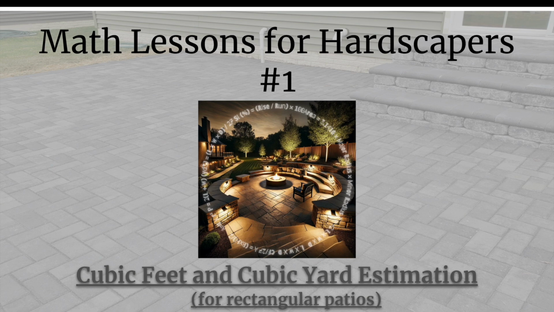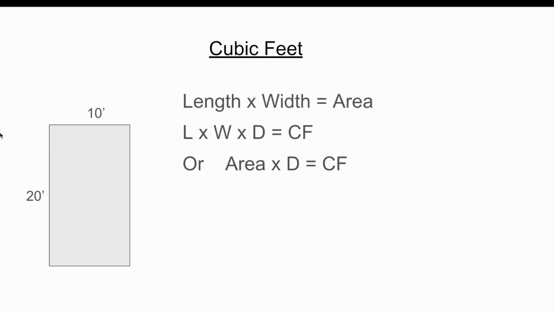Today we are going to talk about estimating cubic feet and cubic yards for rectangular patio construction. This will be most useful when estimating base materials and bedding materials, but also has many other applications. Our imaginary patio that we're estimating for today is 10 feet by 20 feet in size, so we've got a 200 square foot patio. Length times width gives us that number.